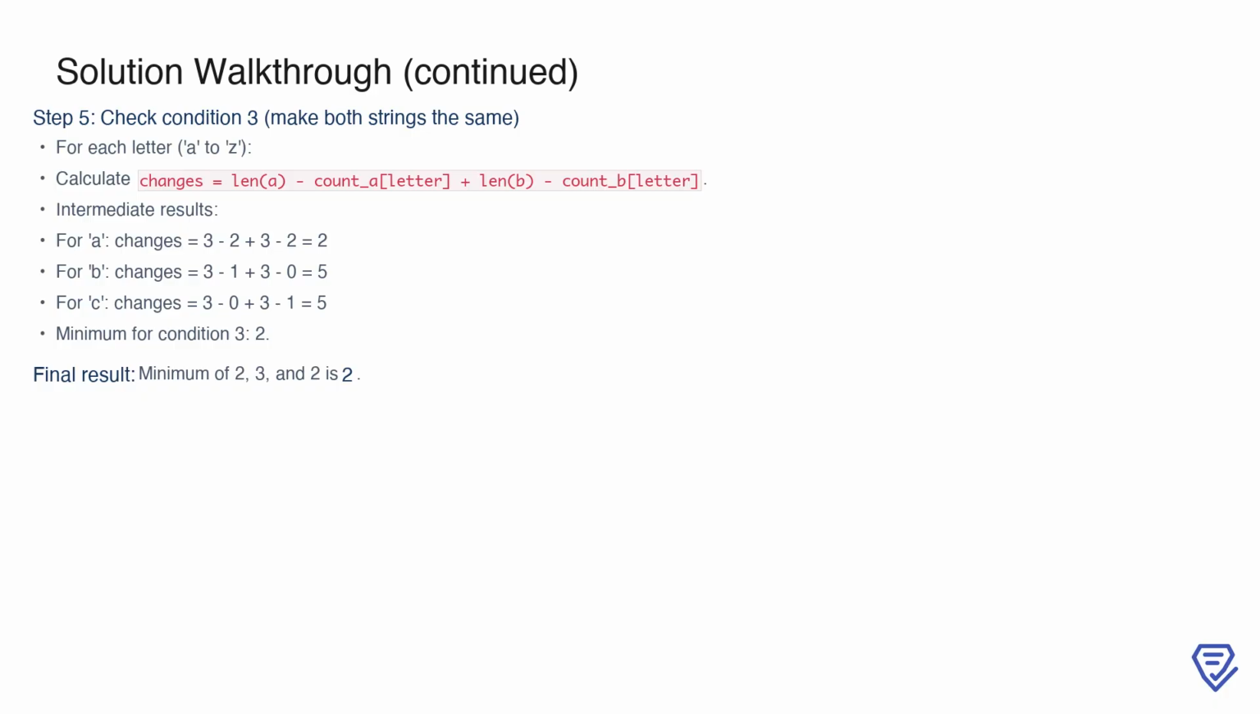For example, to make both strings identical to A, the changes required are 3-2 plus 3-2 equals 2. For B, the changes are 3-1 plus 3-0 equals 5, and for C, the changes are 3-0 plus 3-1 equals 5. The minimum number of changes for condition 3 is therefore 2. After calculating the results for all 3 conditions, the final answer is the minimum of these values, min(2, 3, 2) equals 2.